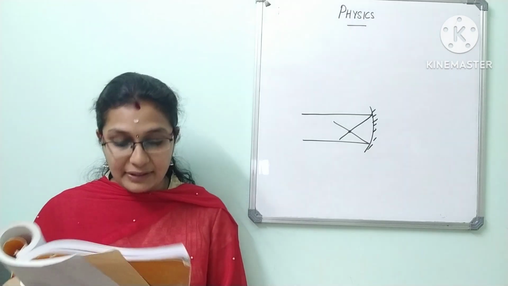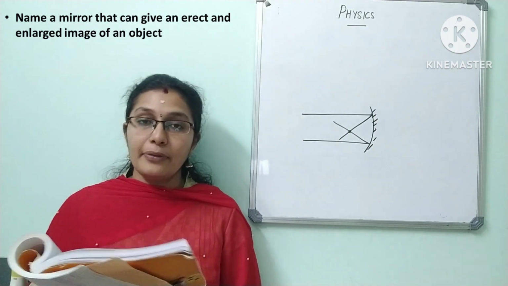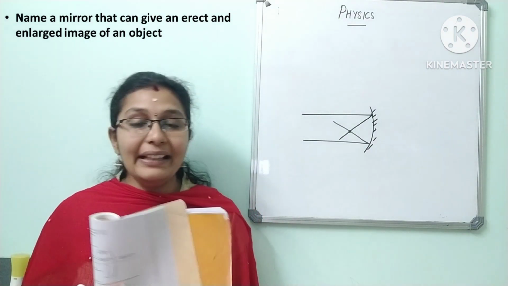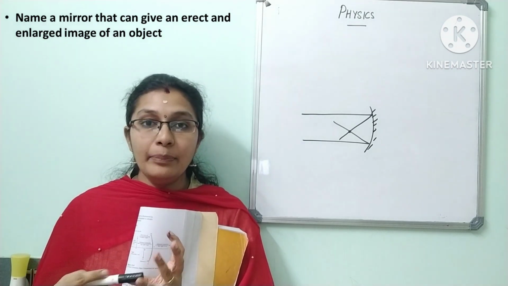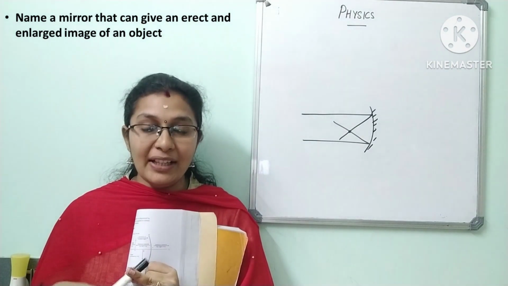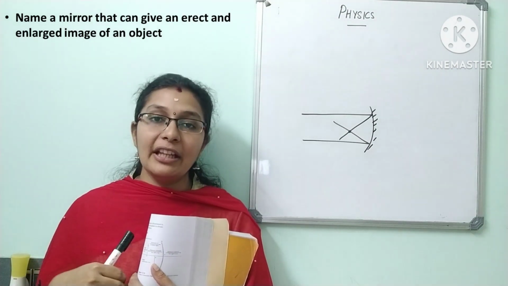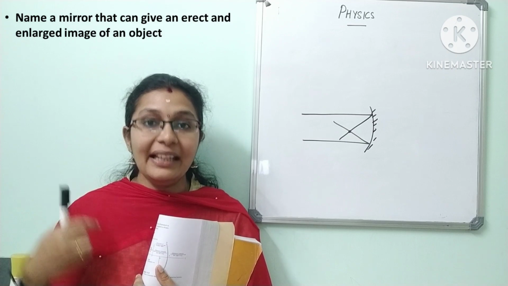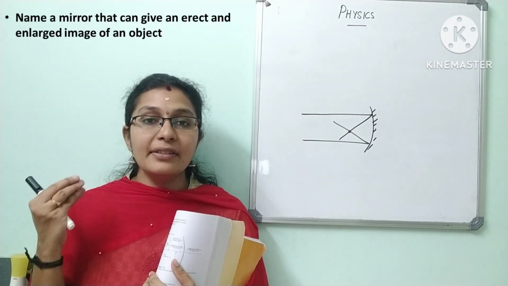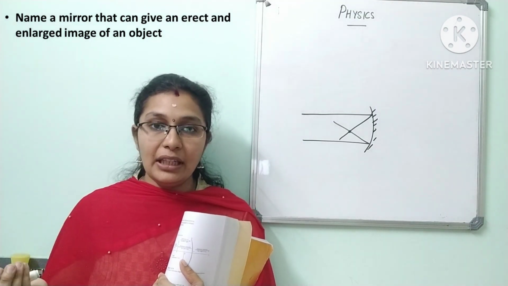Yes. The second question is a numerical question. We'll cover it in differentiation. Next: name a mirror that can give erect and enlarged image of an object. The hint here is it should produce erect and enlarged image. For plane mirror we will have erect but same size image. For convex mirror we have erect but diminished image. Only for concave mirror we will have a chance of getting enlarged image. Yes or no? And that also, for the first 5 positions we will have real and inverted image.